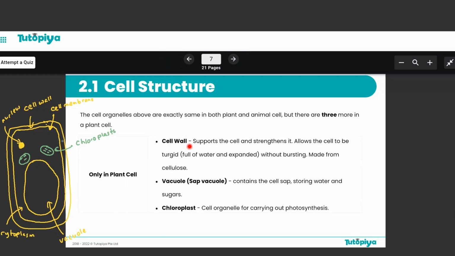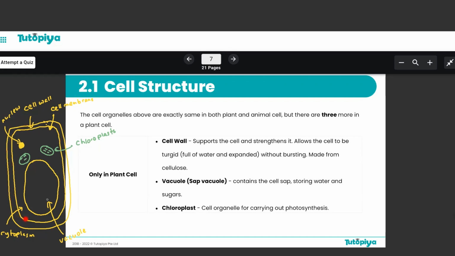The cell wall is a thick wall that surrounds the plant cell, and it is made up of a substance called cellulose. So the cell wall supports the cell and strengthens the cell, and it allows the plant cell to be turgid. So that's what the cell wall does.